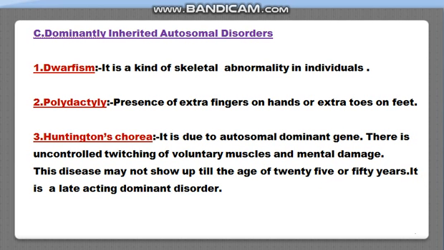So this is a dominantly inherited autosomal disorder, and in this disease there is uncontrolled twitching of the voluntary muscles. For example, the muscles of the eyelid go on twitching uncontrollably, and there is mental damage also in this type of disorder, and it may not show up till the age of 25 or even 50 years, and this is a late acting dominant disorder. So these are the examples of the dominantly inherited autosomal disorders.